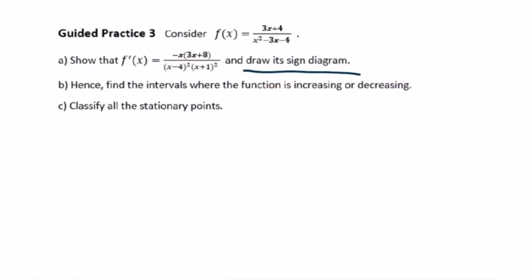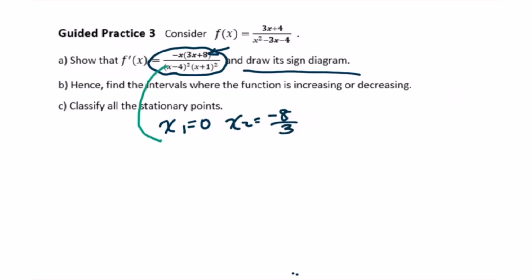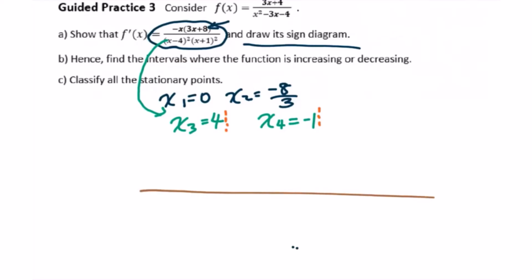If you have a rational function, you will get the roots and also vertical asymptote lines. You make the top equal to 0, you will get x1 equal to 0, x2 equals negative 8 over 3. Then you make the denominator equal 0, you will get x3 equals 4, x4 equals negative 1. These are vertical asymptote lines. And we can draw the sign diagram.